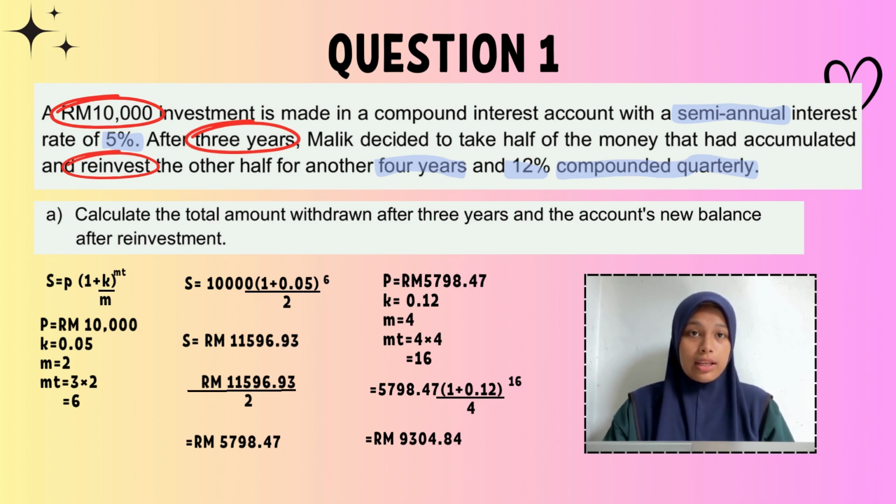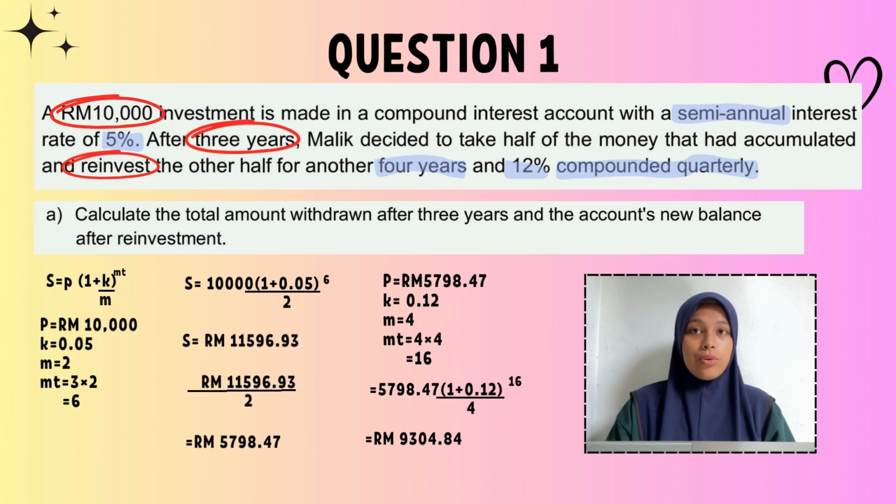In order to get half of the money accumulated, we should divide the amount accumulated by 2. 11,596 ringgit 93 cents divided by 2, you will get 5,798 ringgit and 47 cents. Right now, we want to find the account's new balance after reinvestment. We are still using the same formula, but this time the P is 5,798 ringgit and 47 cents.